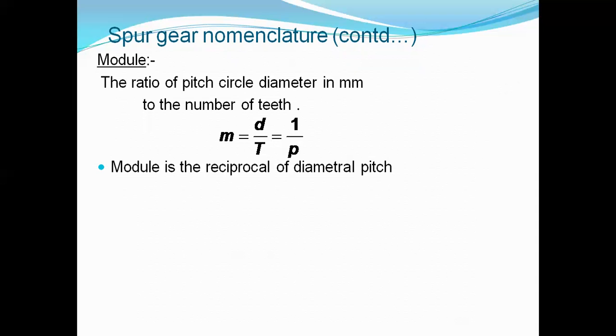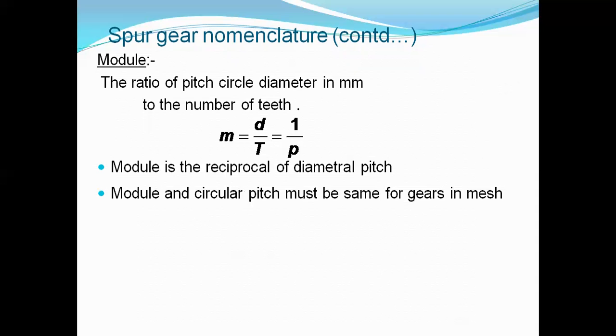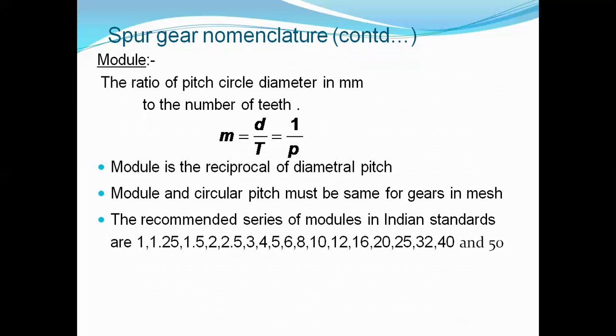Module is the reciprocal of diametral pitch. Module and circular pitch must be the same for gears in mesh. The recommended series of module in Indian standards are 1, 1.25, 1.5. You can get up to 50.